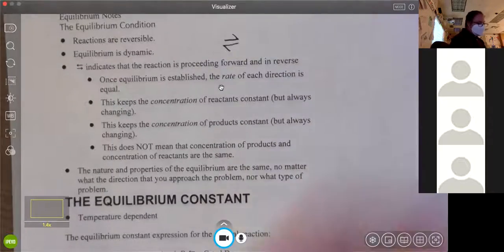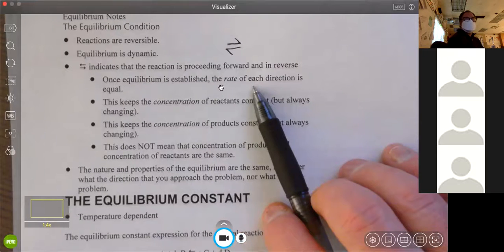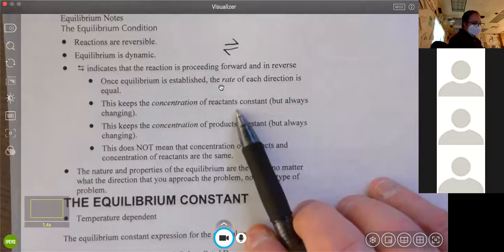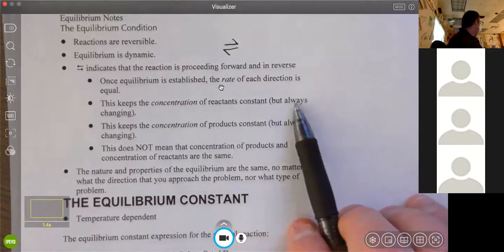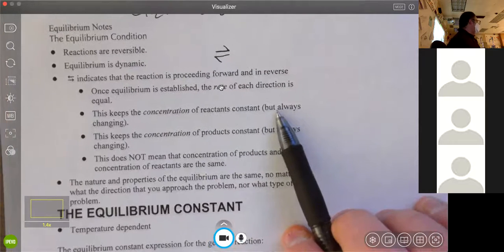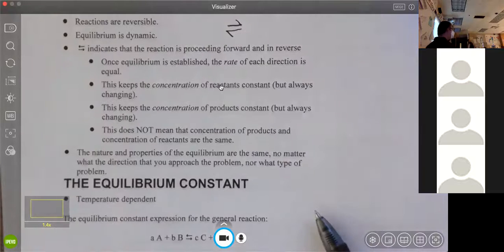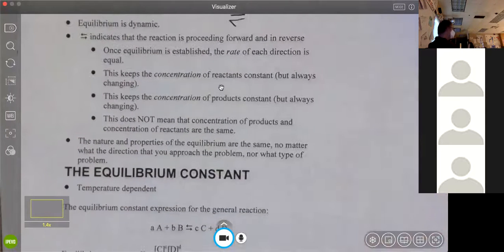All right. So once equilibrium is established, again, the rate of the forward and the rate of the reverse are equal. That keeps the concentration of the reactants constant and the concentration of the products constant, but keep in mind, they're always changing. So what that means is the actual particles themselves that are products or reactants are not always the products or always the reactants. They go back and forth, but the actual concentrations don't change.